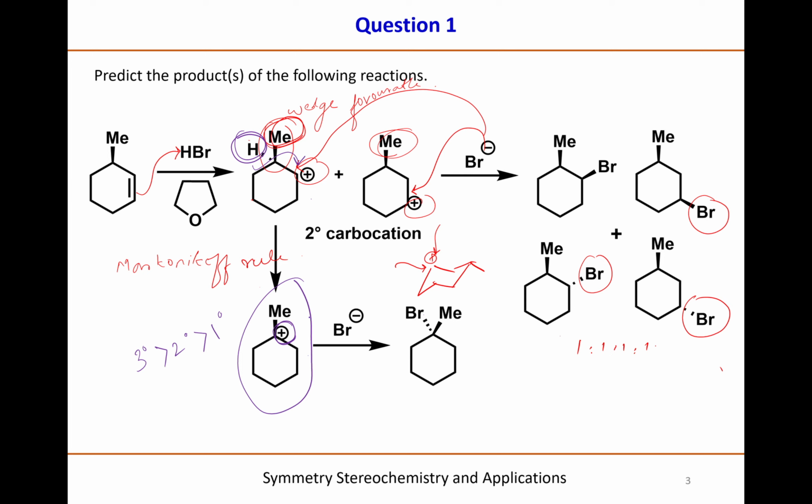So after the carbocation formation, the stereochemistry will get destroyed, right? And bromine will trap the carbocation. So here only one stereocenter is there, so there is no diastereomer, and we will get our desired product. Next question.